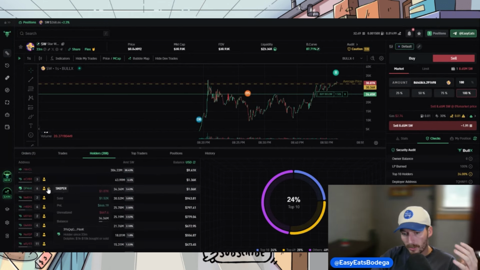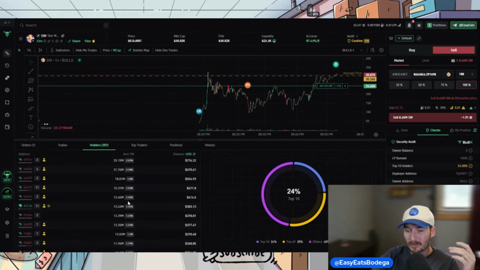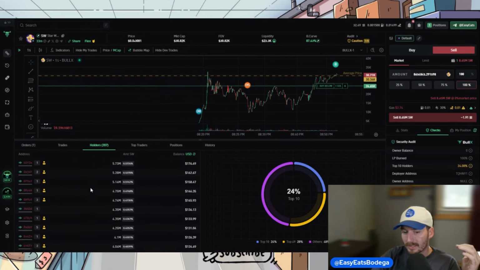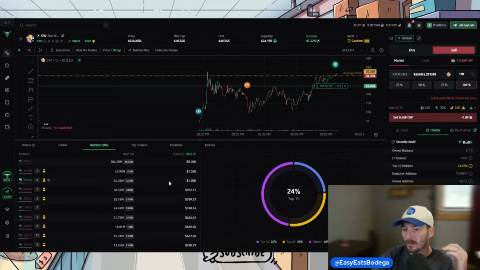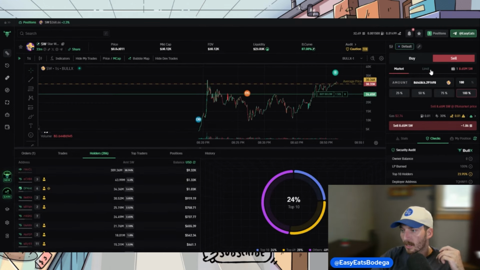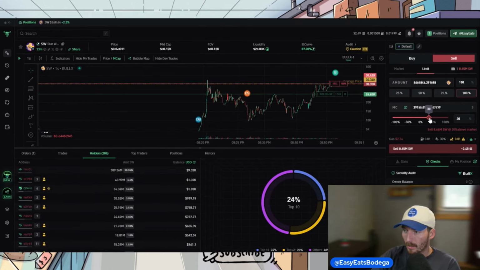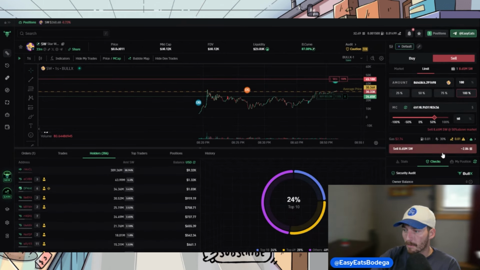As we look at these holders, we got a sniper in here. We can see that top holders P&L is about $400. So it's not too bad, to be honest. And no insiders since the dev sold. So I'm really interested in this one. I'm going to set a limit sell here for 50% gain. So if I want to get a 50% gain, we're looking at about a 45K market cap.